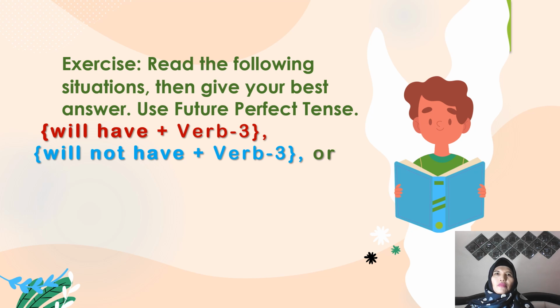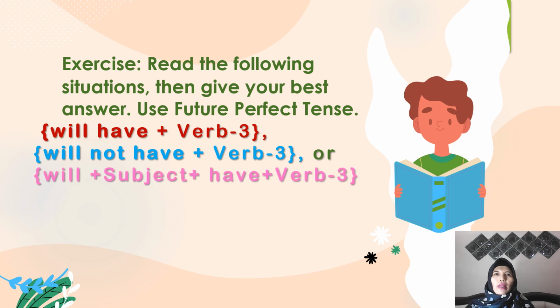Exercise. Read the following situations. Then give your best answer. Use future perfect tense. Positive form: will have plus verb 3. Negative form: will not have plus verb 3. Interrogative form: will plus subject plus have plus verb 3. Okay?